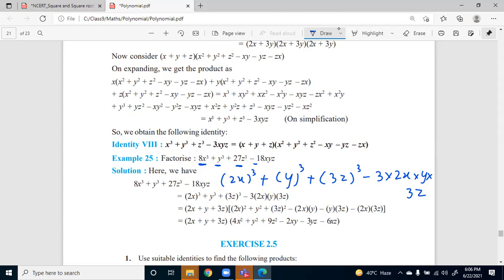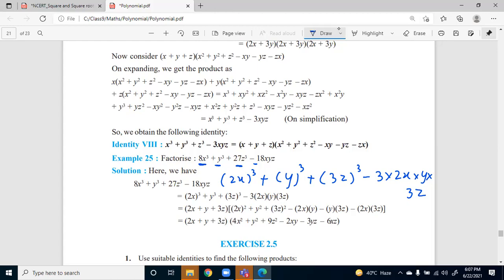Ma'am, can you explain this once more? Yes. I'm talking about example number 25. The first term is a cubic term, 2x whole cube. If I take the cube of 2x, it is 8x cube. The cube of y is y cube. The cube of 3z is 27z cube.